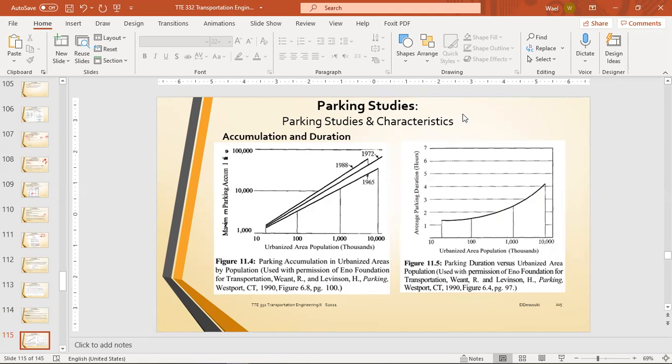This shows us the parking accumulation in urbanized areas. And here is the parking duration versus urbanized area. As the size of the urbanized area grows, the average parking duration increases.